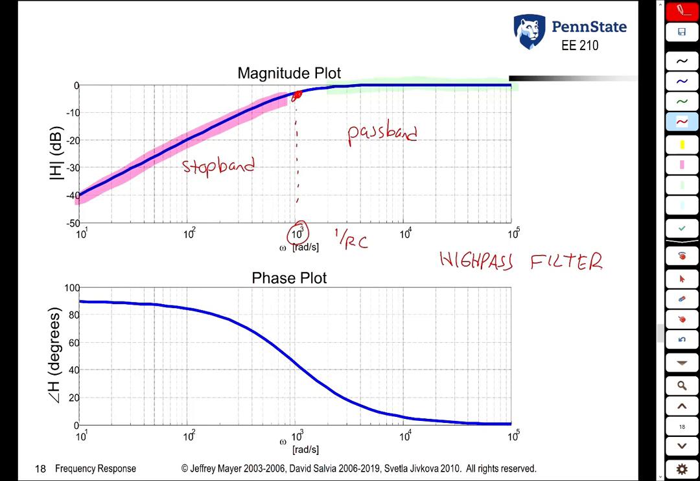Looking at the phase, once again, we see that it starts at 90 degrees now and eventually makes its way down to 0 degrees. And at the break point, it's minus 45 degrees. So what we see in the Bode plot agrees mathematically with what we saw in the transfer function.